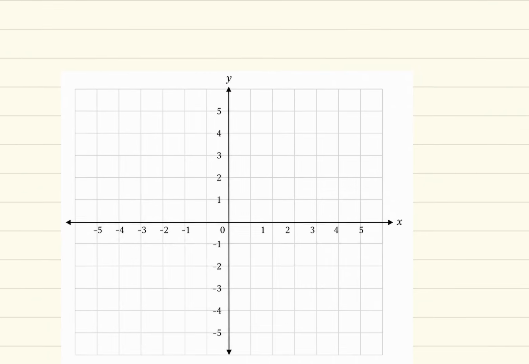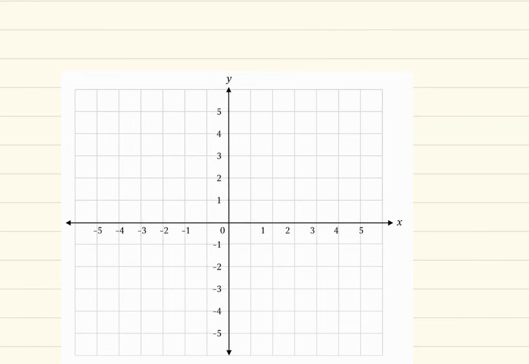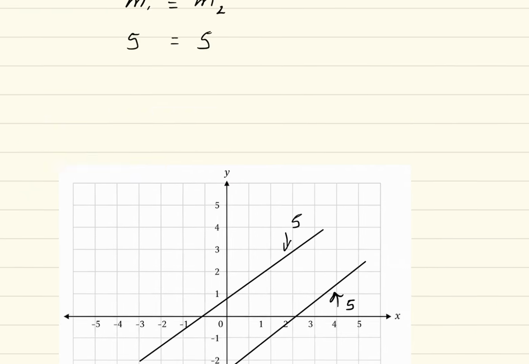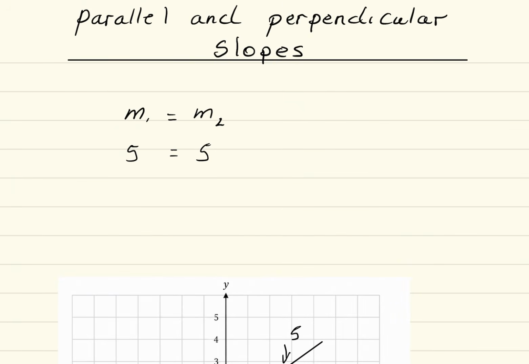So if we were to use, let's say for instance, we had two lines like this and another line like this, and you can see these are essentially parallel. So this one would have a slope of 5 hypothetically, and this one would have a slope of 5. So the idea here is that the slopes of parallel lines are equal. So m sub 1 is equal to m sub 2.